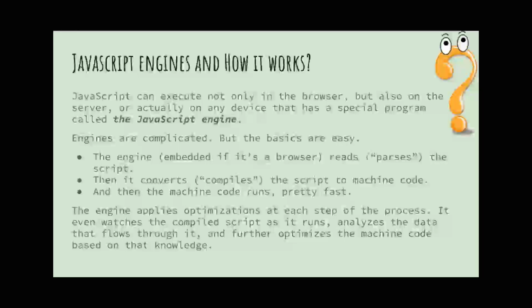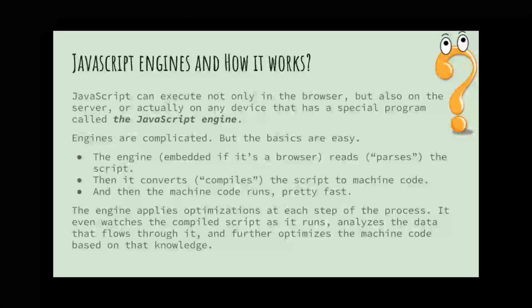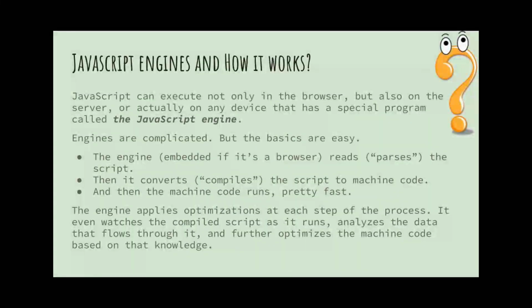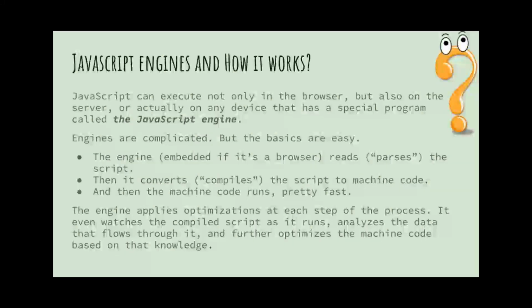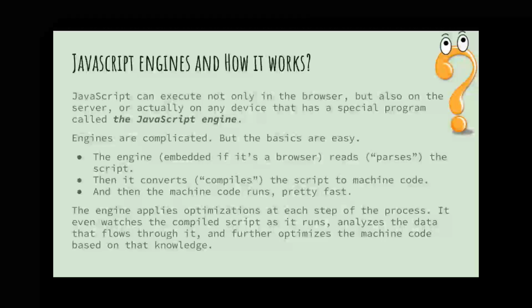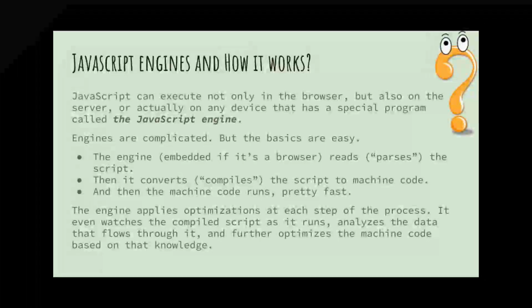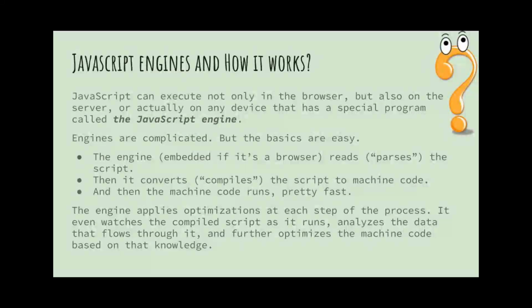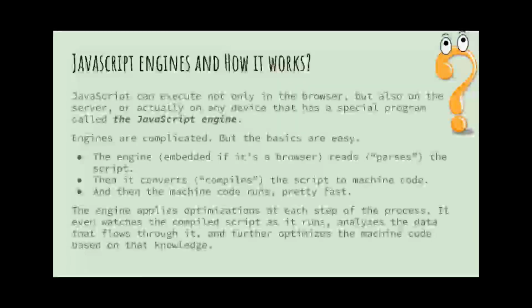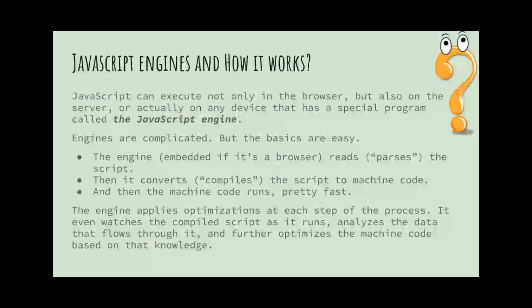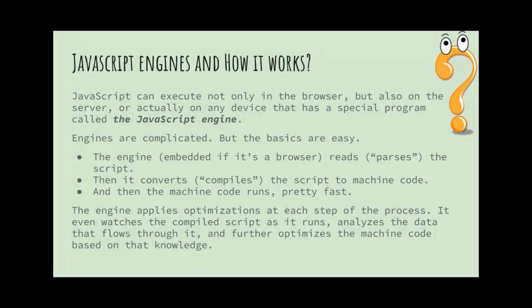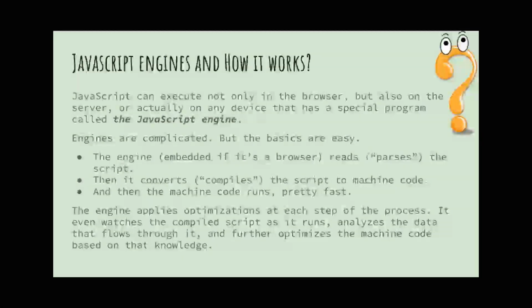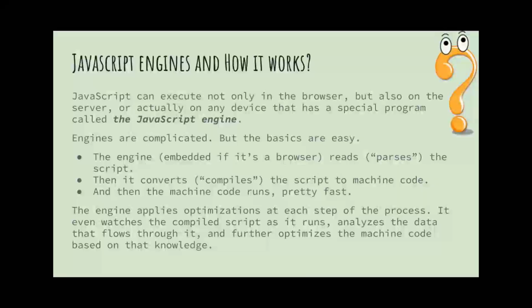How does a JavaScript engine work? First, the JavaScript engine reads the script. Second, it converts the script into machine code. And third, the machine code then runs. The engine applies optimization at each step of the process. It even watches the compiled script as it runs, analyzes the data that flows through it, and further optimizes the machine code.